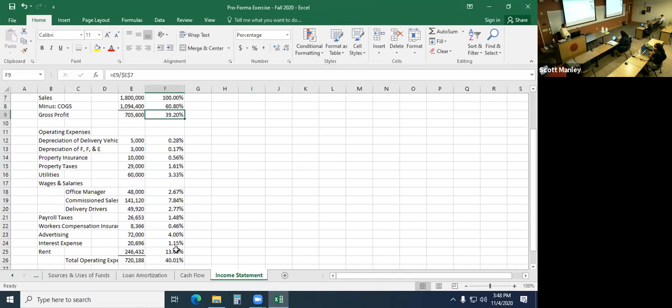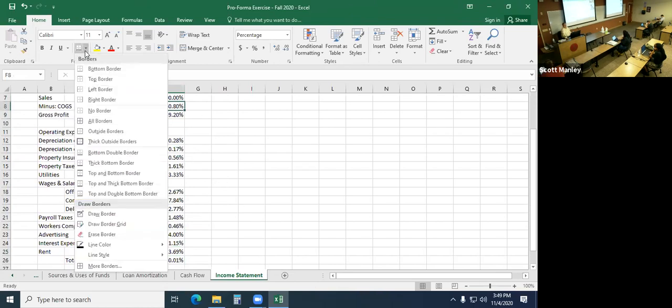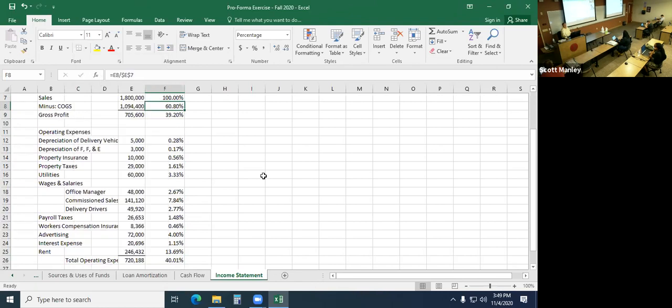My rent, 13.69% of sales. That should be setting off an alarm bell for some of you who paid attention when we were talking about some of those rules of thumb or heuristics. You remember the heuristic that I gave you for your occupancy cost?